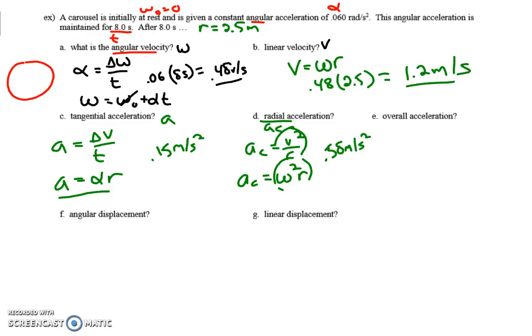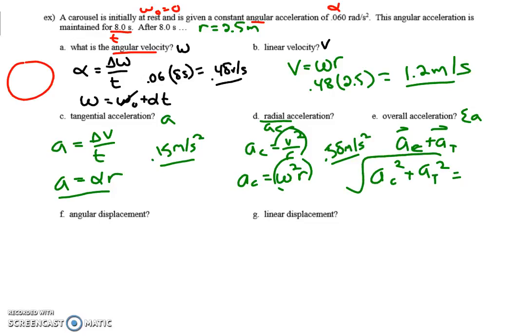So notice that we're getting this acceleration tangentially, and we're getting that one radially. They're very different. So what's the overall acceleration? I don't really have a symbol for that. I'll call it sigma a. Well, that's going to be a radial, or a c, I guess, plus a t. And those are vectors at a right angle. So magnitude-wise, it would be the square root of a c squared plus a t squared. You can put in numbers, and we see the overall acceleration is 0.60 meters per second squared.